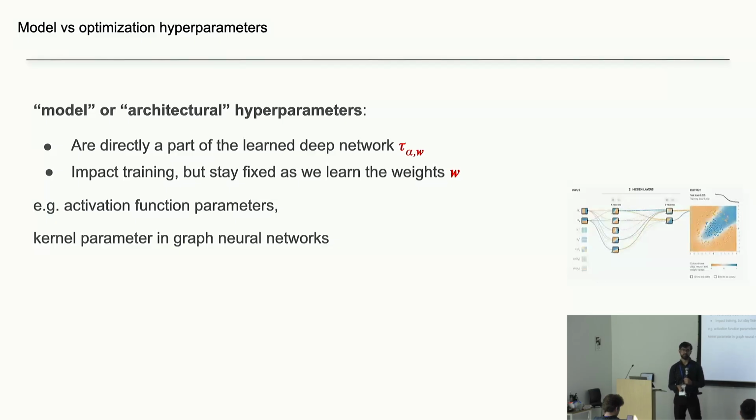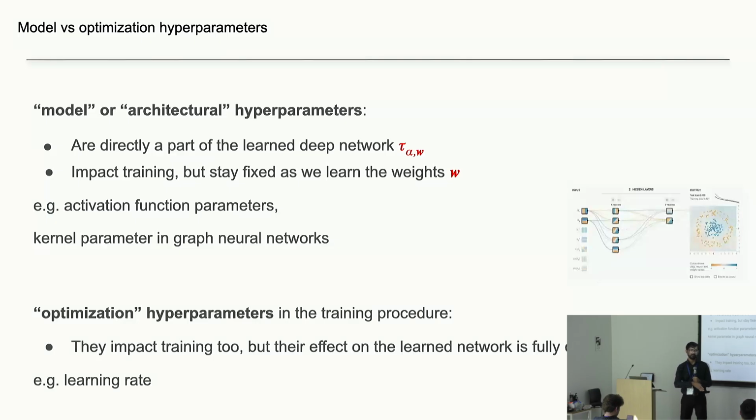There are some other examples in graph neural networks, but I want to contrast this with optimization hyperparameters, which are used in the training procedure, like learning rate, but are no longer relevant once the training is done. These hyperparameters usually impact the efficiency of the training, but learning rate will also impact the accuracy of the network, because if you set it too poorly, you might not converge to a nice minimum, for example. I just want to distinguish between these two types of hyperparameters, because the techniques that we use for giving guarantees about them are very different.